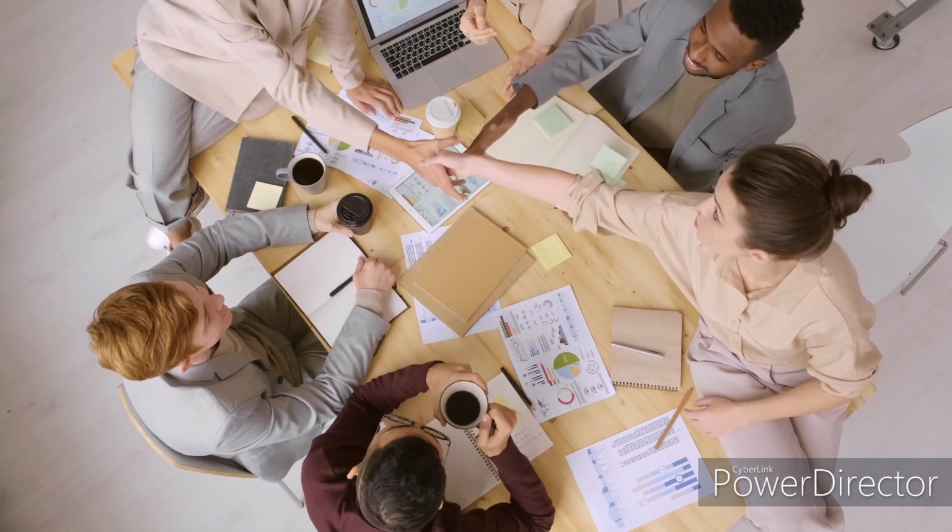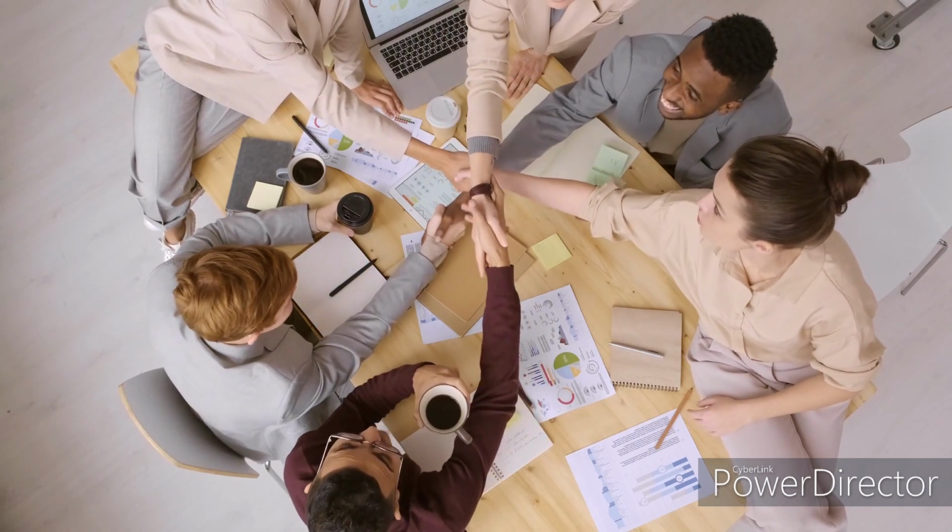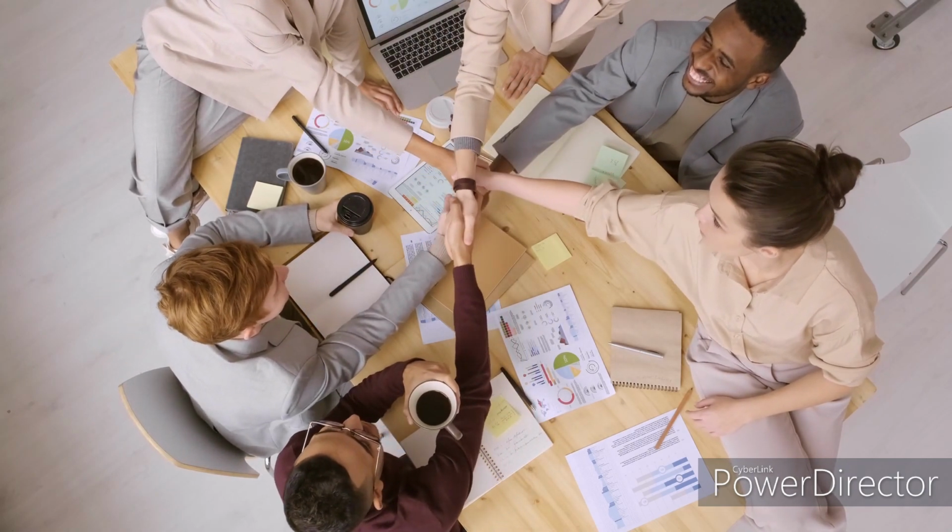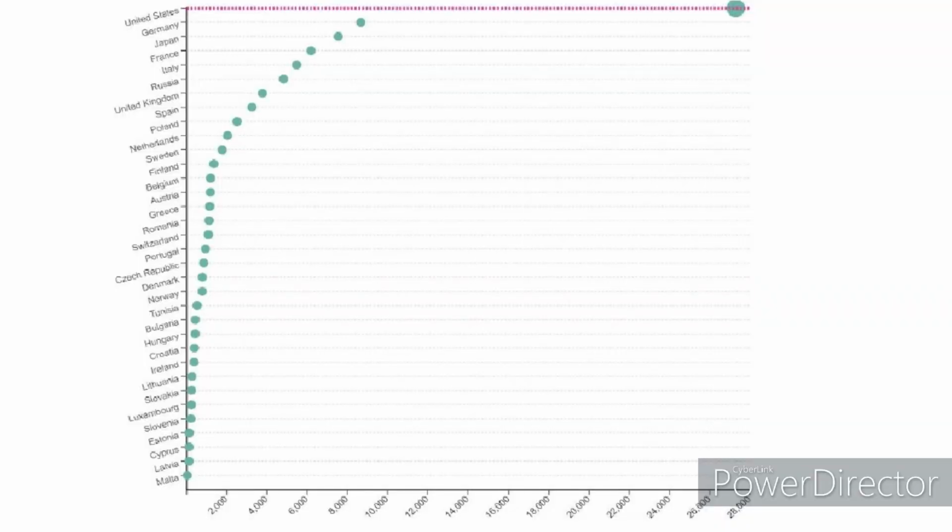Now that we know what countries produce coffee, let's discuss what countries consume the largest amount of coffee. The graph on the screen shows how many 60-kilogram bags are consumed by each country. When it comes to consumption, the United States tops the chart, followed by Germany, Japan, France, Italy, Russia, United Kingdom, Spain, Poland, followed by the rest of the Scandinavian countries.